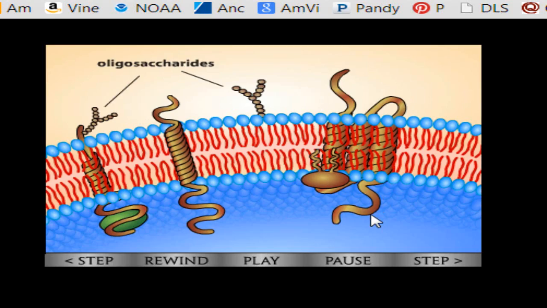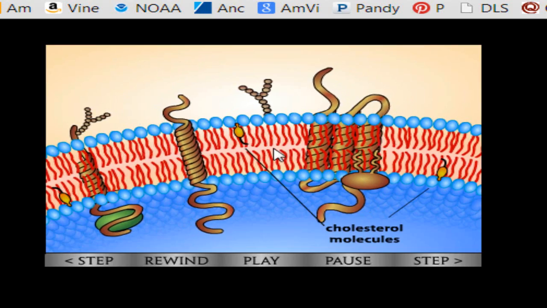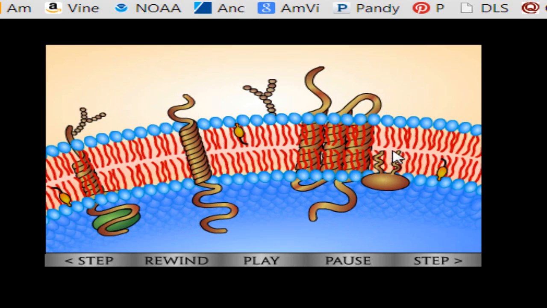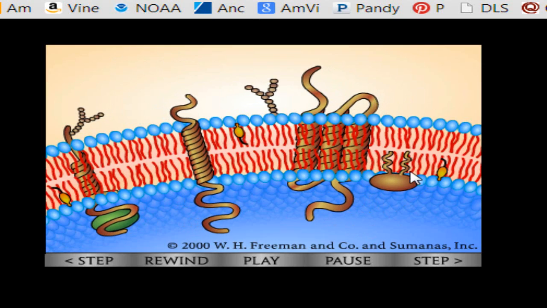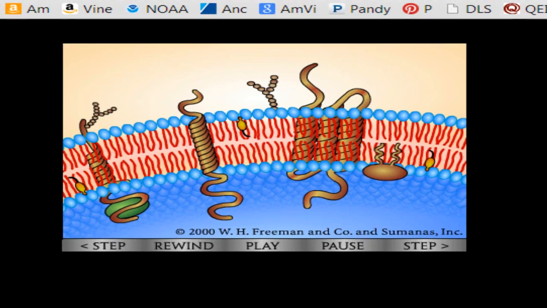This model now is showing the mosaic part, and also a little bit of the fluid. You can see how things are floating around in the plasma membrane. We call it a mosaic because it's made out of many different things included alongside these phospholipids.